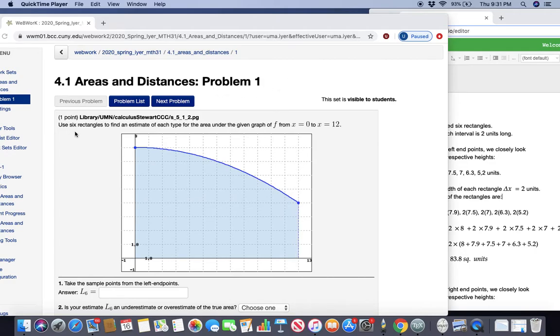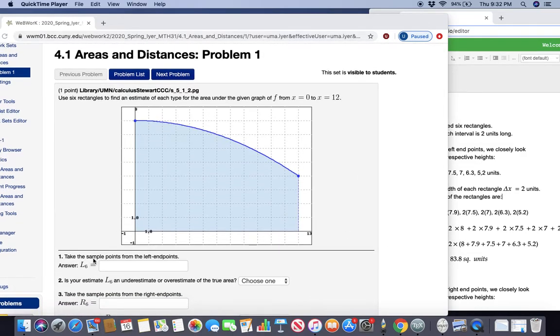Problem 1. Use 6 rectangles to find an estimate of each type of the area under the graph F from x equals 0 to x equals 12. So under this graph, it's a curved graph. You want to find the area, this area, the shaded region, when x is 0, that's this number, until x is 12, that is this number. So basically the area in blue.